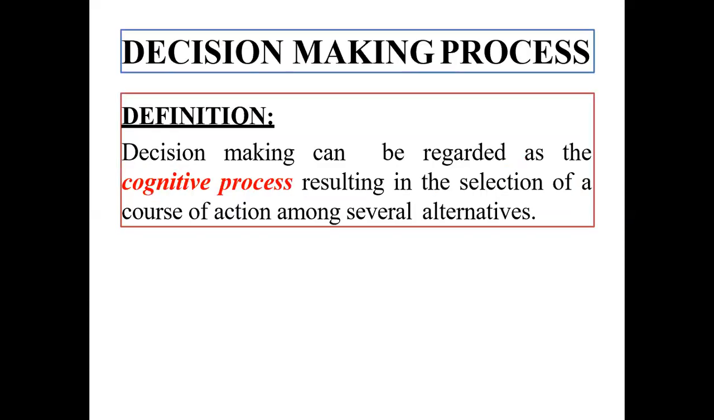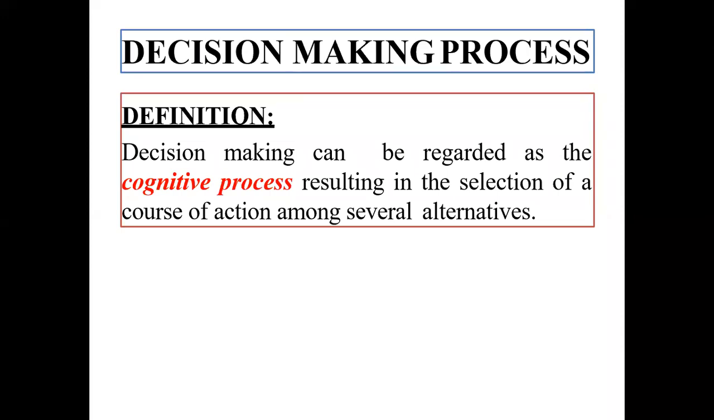So we can begin with the first thing first. Decision making becomes so important because management without decisions, or managing without decisions, is practically impossible. And therefore, decision making is defined as a cognitive process. Now, the word cognitive has to do with the thinking processes.